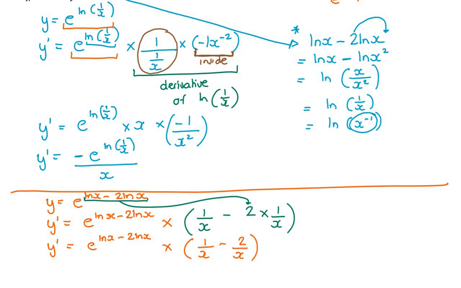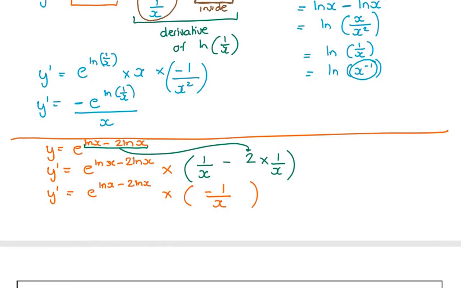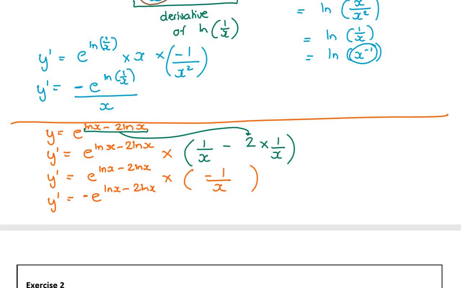which, if I look at that, has the same denominator, and so instead of writing it as 1 minus 2 over x, I should just write it as minus 1 over x, which again, if I neaten that up a bit, becomes e to the ln x minus 2 ln x. I'll just put the minus in front there, over x.